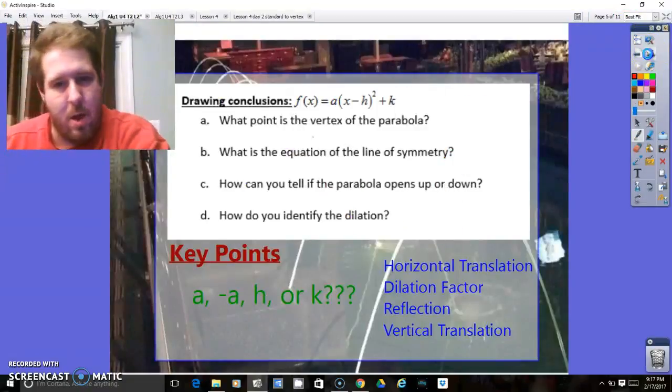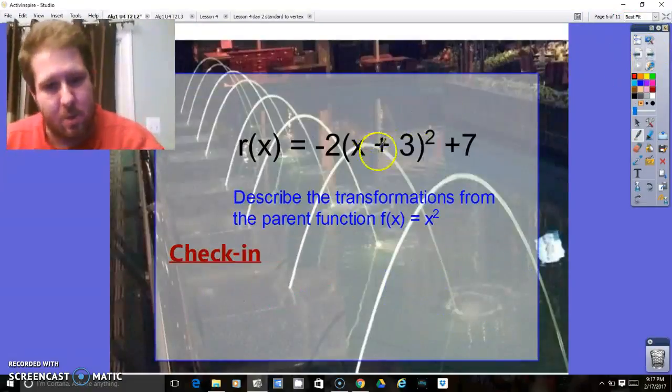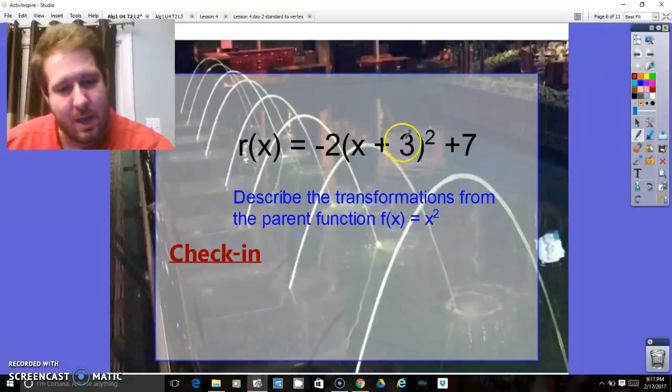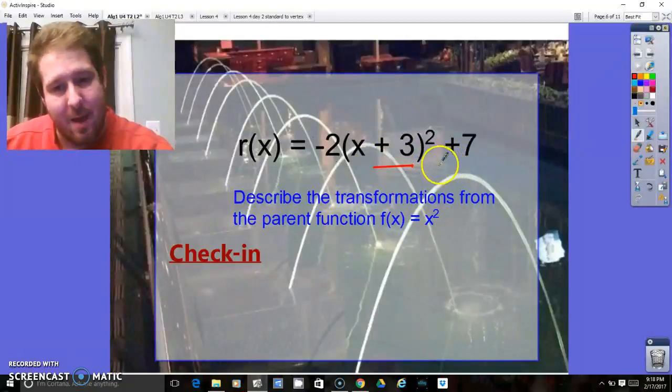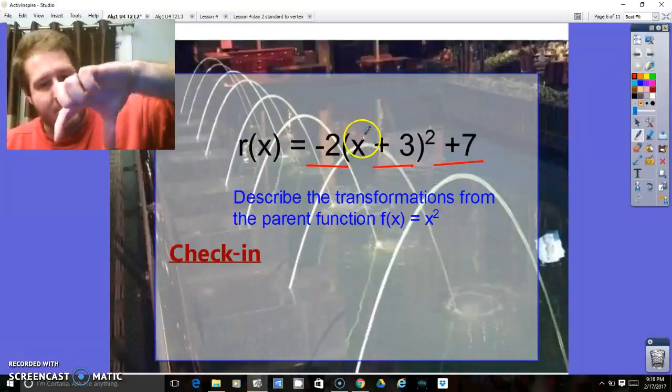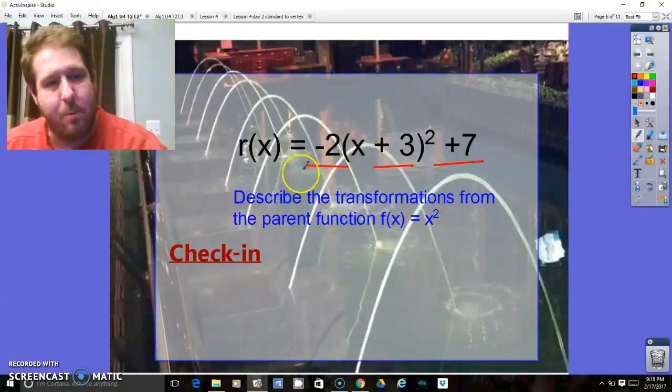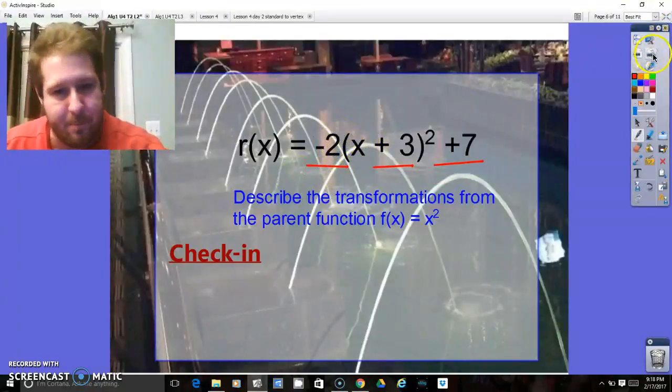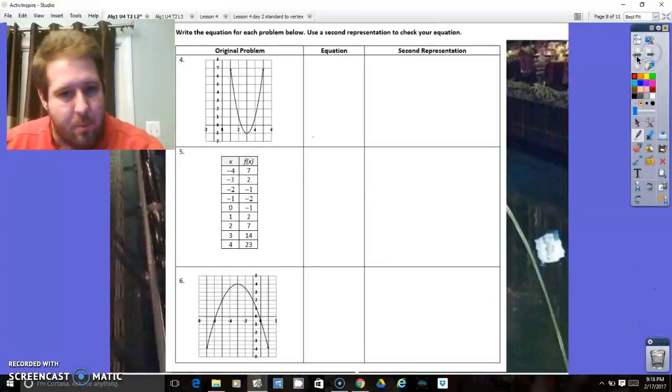All right, so I'm going to skip through that a little bit. The things I know about this are just to check to see if we remember everything about vertex form. This means 3 to the left, this means 7 up, and this means it's pointing down because it's negative, and it's a little bit narrow because this number is greater than 1. All right, so remember what we did before.